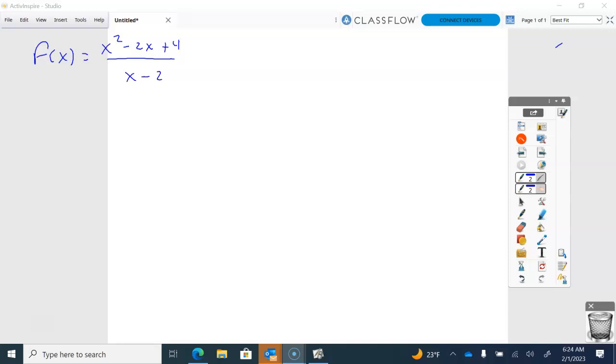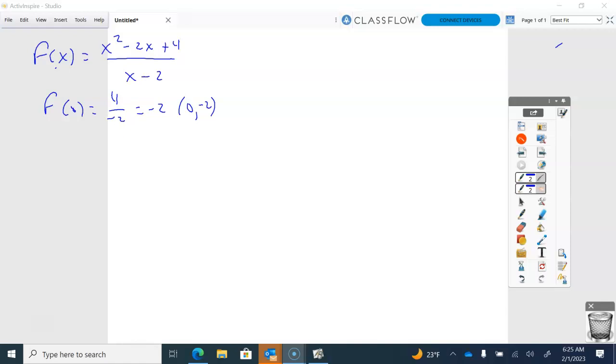For example, sometimes if you plug in 0 for y, you should be able to figure out what x is. That would be really hard to do in this case because it would be quadratic. But if I plug in a 0 for x, that's easy enough to do. 4 over negative 2 gives me negative 2. So now the point (0, -2) exists on this graph that we're trying to graph.